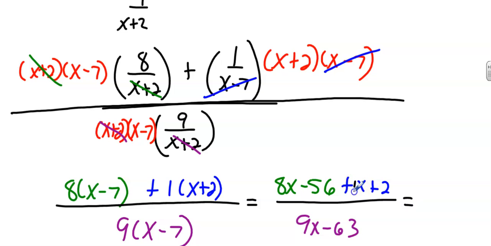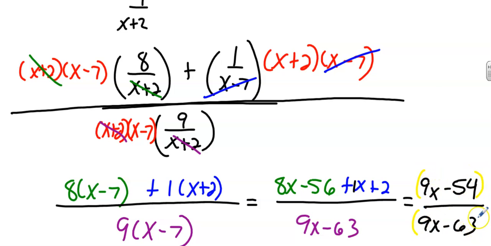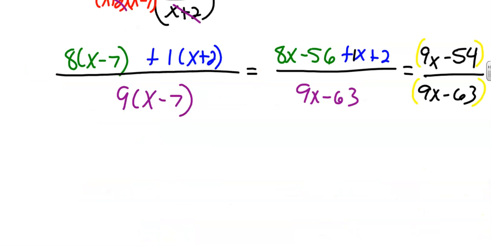Okay, on the top, start putting everything together. We've got 8x plus 1x, that's a 9x. Negative 56 plus 2, that's a negative 54. And on the bottom, we do get 9x minus 63. Okay, and again, here's where you've got to fight that temptation that sometimes people want to cancel out those 9x's. But you've got to remember that once you've simplified it down, anything that's got pluses or minuses, they're stuck together. They're one term.